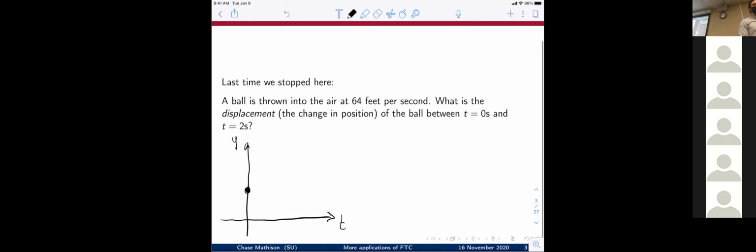So I start off somewhere. The ball starts at some height. I throw it into the air, it goes up, and then it goes down, and it hits the ground at some other time t. But t equals 2 might be in here somewhere. I want to find the difference between these two heights.